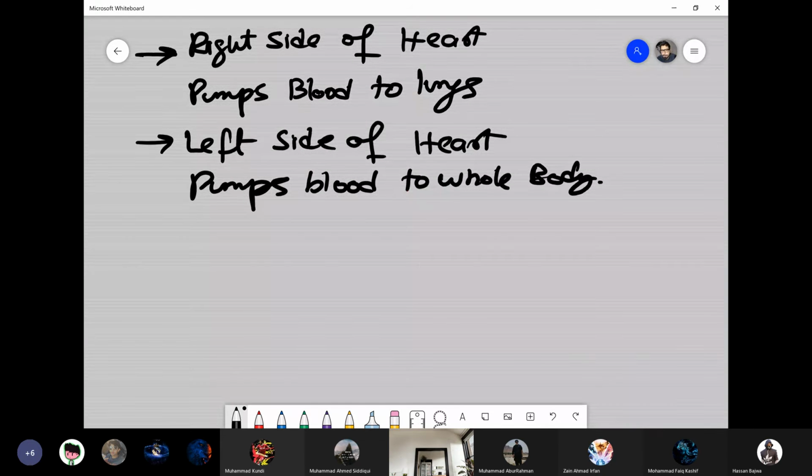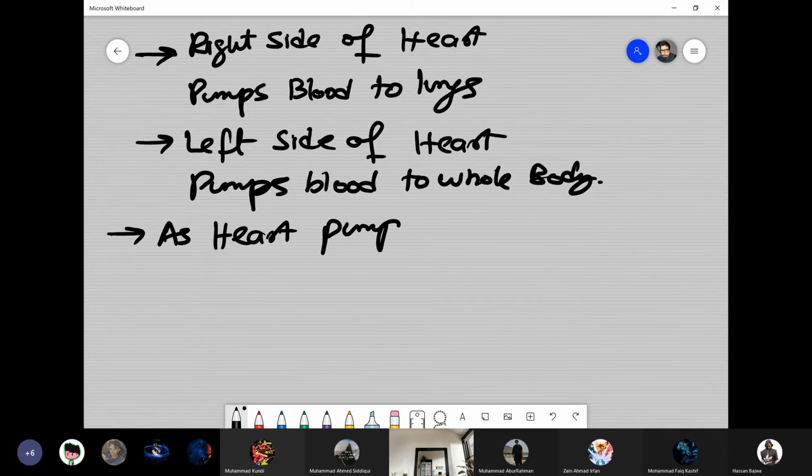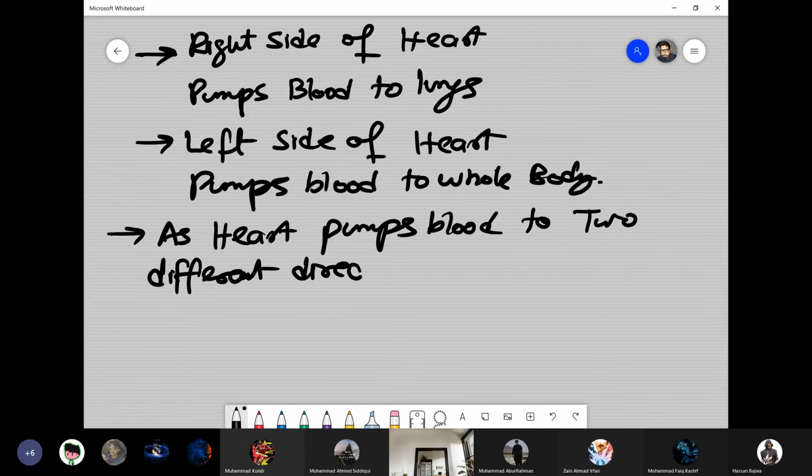Now, what is happening is that at the same time, blood is pumped into two different directions. Right side is pumping to the lungs and left side is pumping to the whole body. So that is why it is called a double circuit heart. So let me write over here: heart pumps blood to two different directions at the same time.